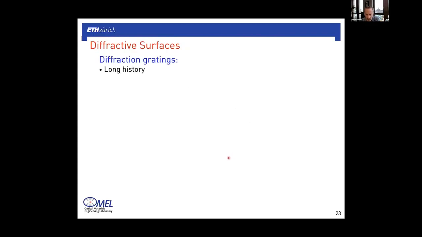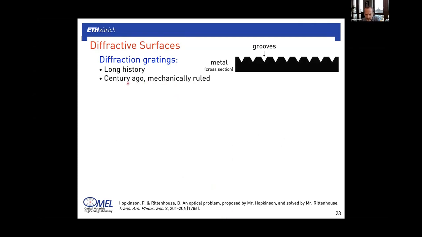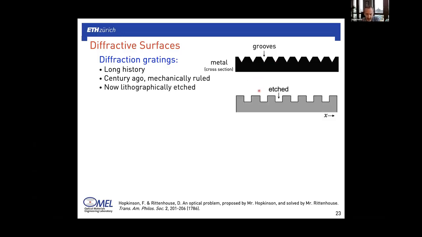And diffraction gratings have such a long history, in fact, that you can find these really amazingly fun papers like this one from 1786 entitled An Optical Problem Proposed by Mr. Hopkinson and Solved by Mr. Rittenhouse, where these two gentlemen were talking about fine threaded cloths and their diffractive properties. More recently, and maybe relevant for us, starting a century ago or so, metallic gratings, which were mechanically ruled, or basically grooves were scratched in a metal surface, started to be used for spectroscopy. Now they're much more commonly lithographically etched, where you etch these grooves.